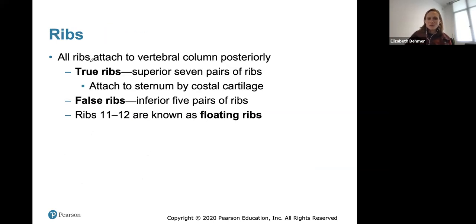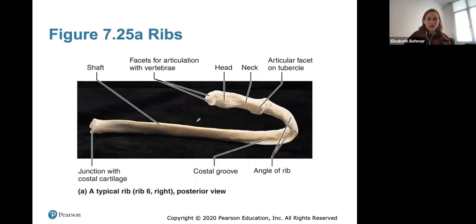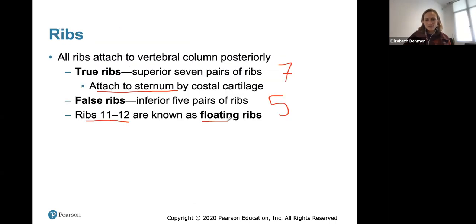And then we have ribs. We have true and false ribs. True ribs are the superior 7 ribs. They are attached to the sternum by costal cartilage. So you have 7 true ribs, and they're true because they're attached to the sternum by costal cartilage. And then you have 5 pairs of false ribs because they're not attached directly to the sternum. And actually ribs 11 and 12 are known as floating ribs because they are not attached at all.